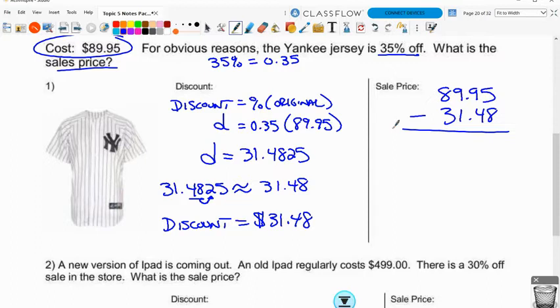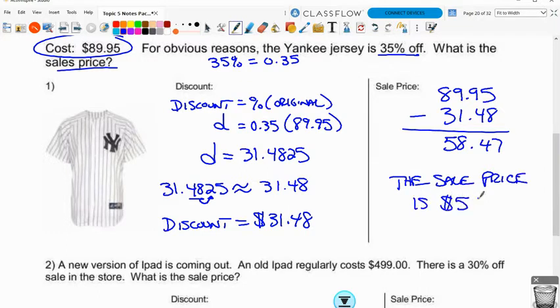When we do that subtraction, we're going to end up with 58 and 47 hundredths, which means that the sale price is $58.47. So start by finding out how much the discount amount is, and then subtract the discount from the original price to get your sale price.